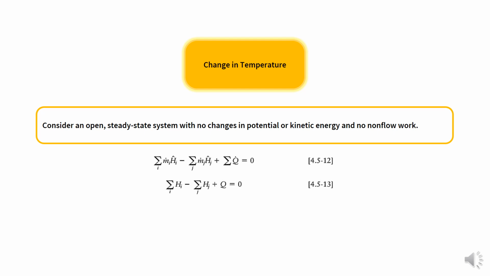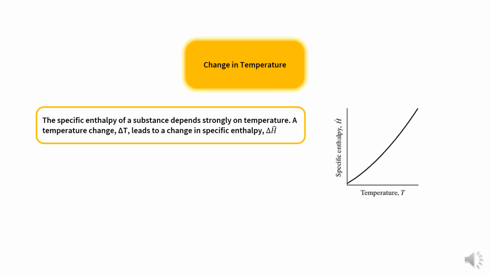The enthalpy in inlet minus enthalpy in outlet plus sensible heat is equal to 0. Then the sensible heat is equal to the difference in enthalpy, or Q is equal to delta H. The specific enthalpy of a substance depends strongly on temperature. A temperature change, or delta T, leads to a change in specific enthalpy, or delta H.